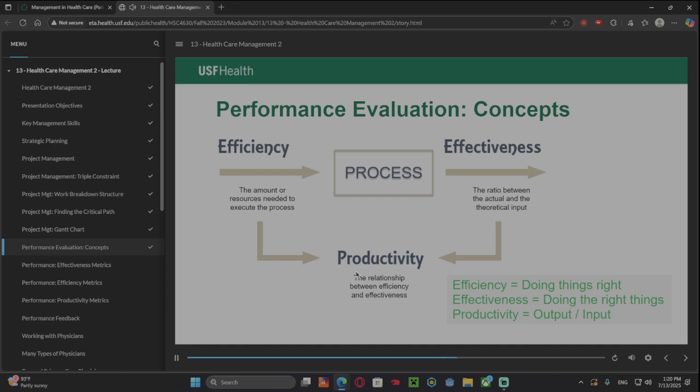Effectiveness is doing the right things. Setting an objective and fully meeting that objective is effectiveness. Productivity, then, is the relationship between efficiency and effectiveness in its input and output. How much can you create for the given amount of resources?